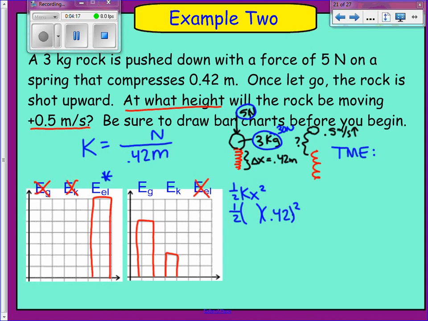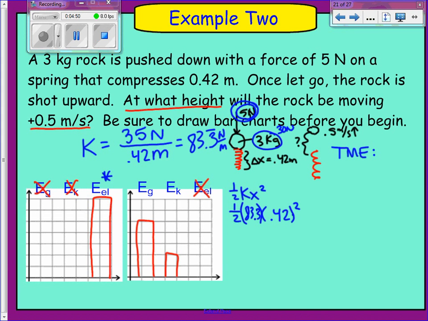The 30 newtons of gravity force of the rock plus the additional 5 newtons of whatever's pushing gives me a total force of 35 newtons pushing down on the spring. If I take that force of 35 newtons and divide it by the displacement of 0.42, we end up getting a spring constant of 83.3 repeating newtons per meter. So that's what I'm going to plug in here. Now I can figure out my elastic energy, and therefore my total mechanical energy.